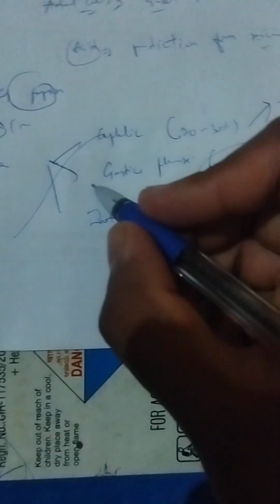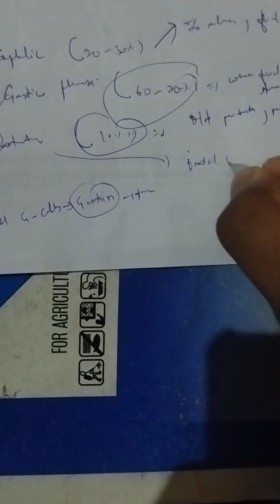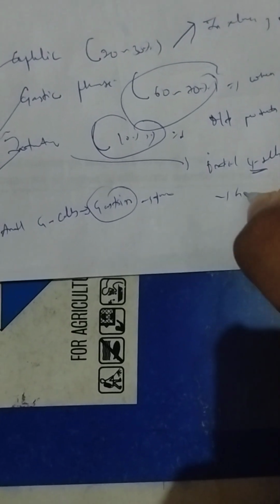The cephalic phase is initiated by the sight, smell, or thought of food. The gastric phase is initiated by the antral G cells, the gastrin cells. They get stimulated and secrete gastrin, which increases acid secretion. In the intestinal phase, intestinal G cells also release gastrin and increase gastric acid secretion. So this is about our gastric secretion.